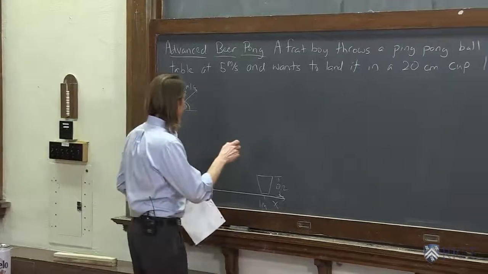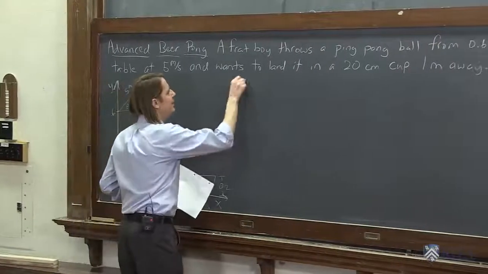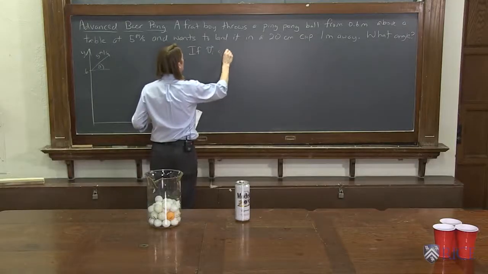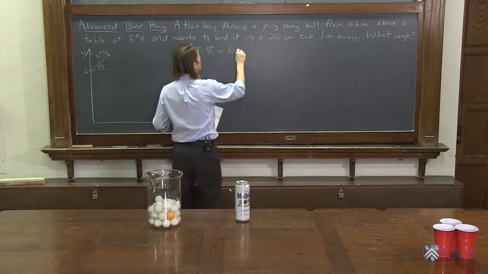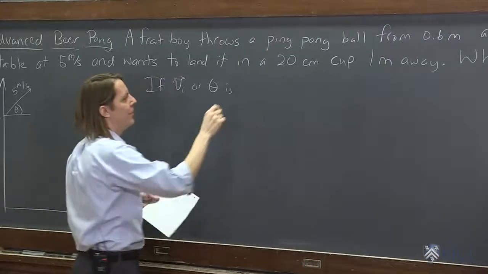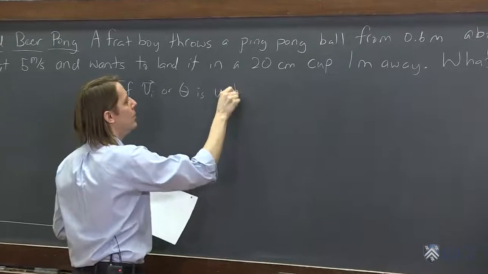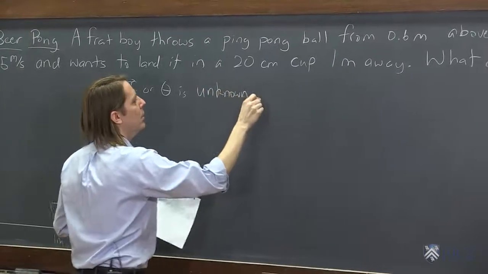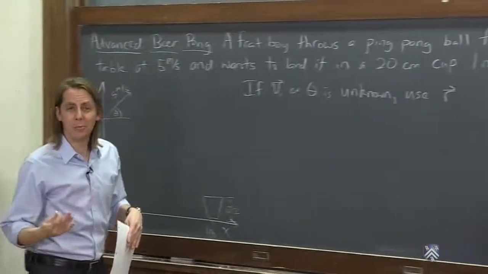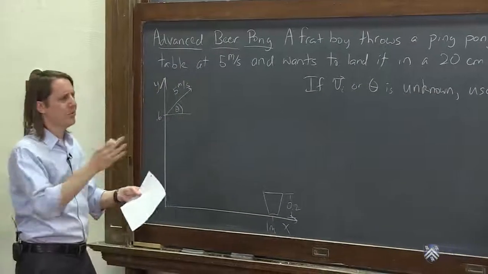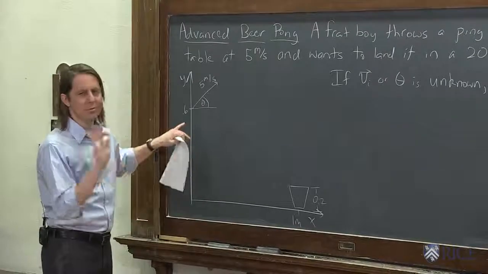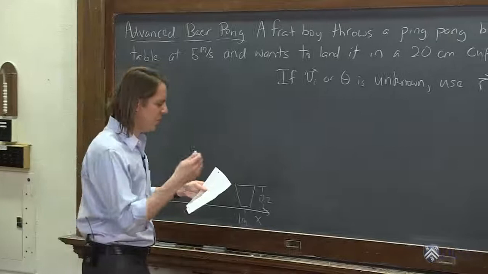So here is my advice to you. If Vi or theta is left variable, is unknown, use R. So in beginner's beer pong, I said this is a case where you don't want to just write out the R vector. You want to just kind of solve it by breaking it in half. But when these are unknown, R. Okay? So we'll do it the proper way.